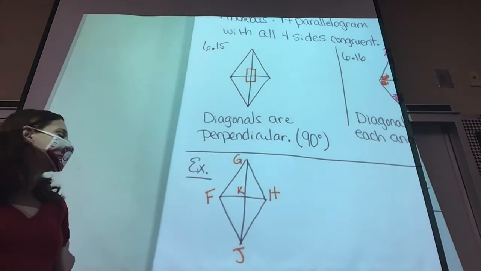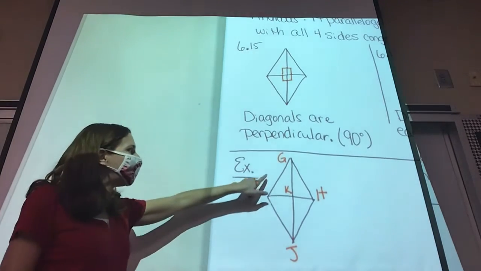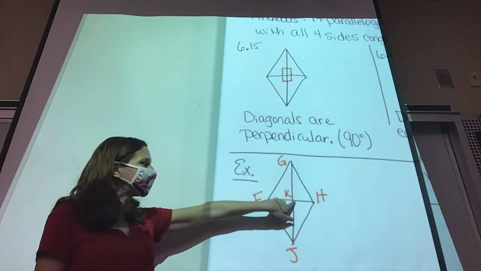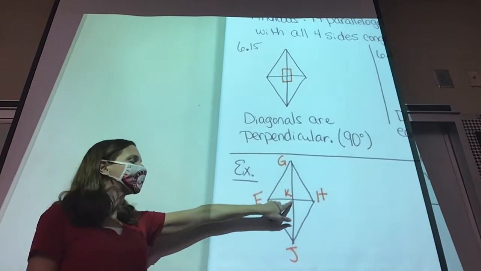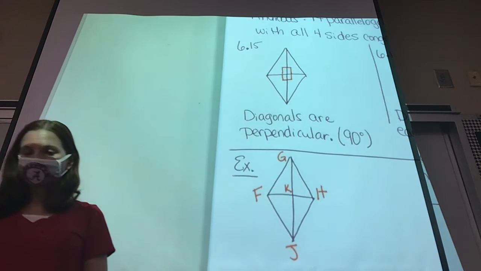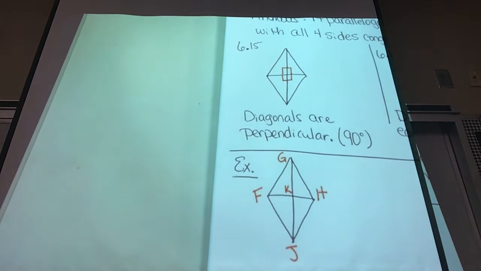Okay, so I've labeled this. So in this problem, we've got F, G, H, J, and K is here in the middle where the two diagonals intersect. So I've already got my picture. So here is my picture.